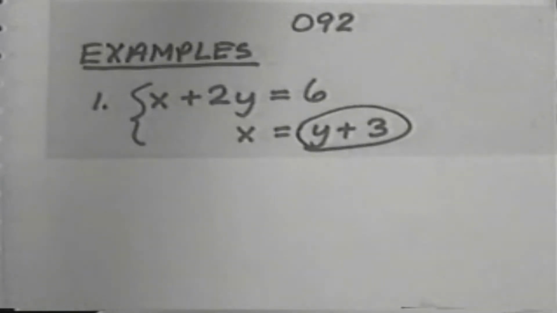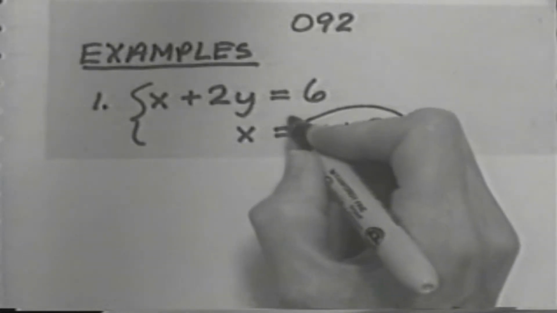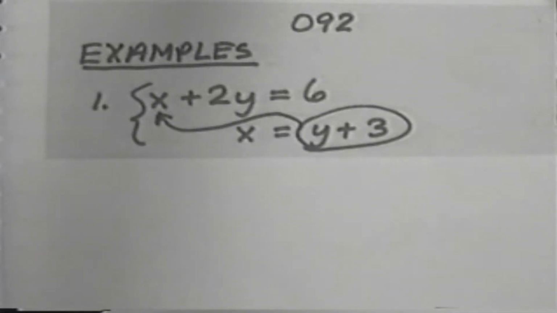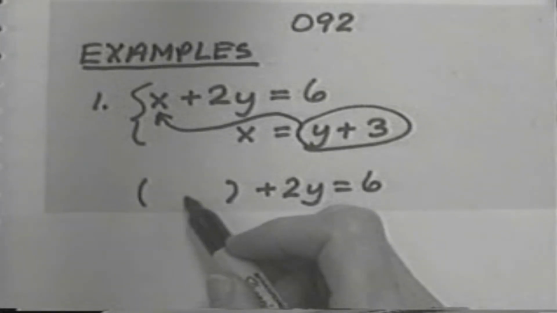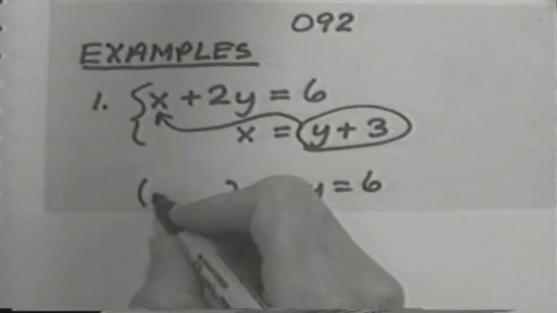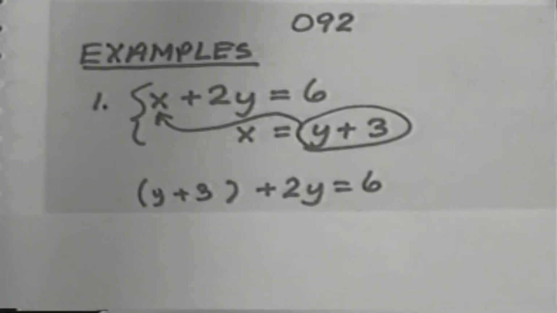Y plus 3 is going to be substituted into the other equation in place of what it stands for, which is x. So we'll substitute y plus 3 in place of x. That means that we'll have the x expression from the first equation, then copying the rest of the first equation, plus 2y is equal to 6. The x expression that we're substituting in is y plus 3. Now we have y plus 3 plus 2y is equal to 6.